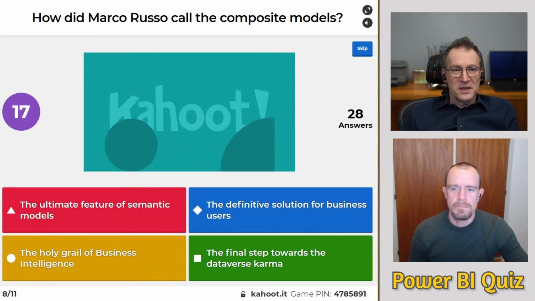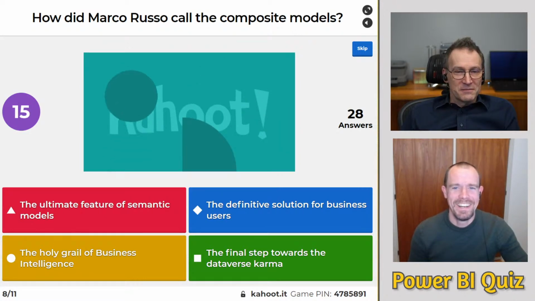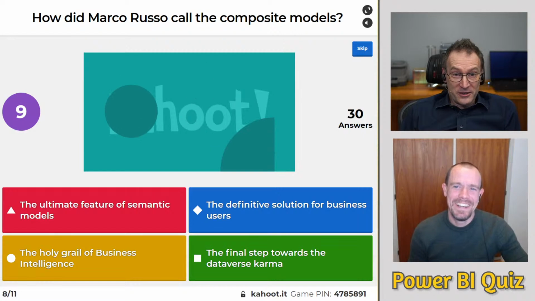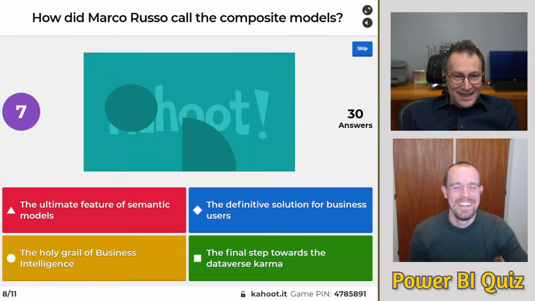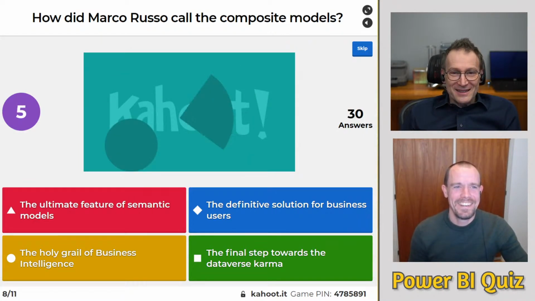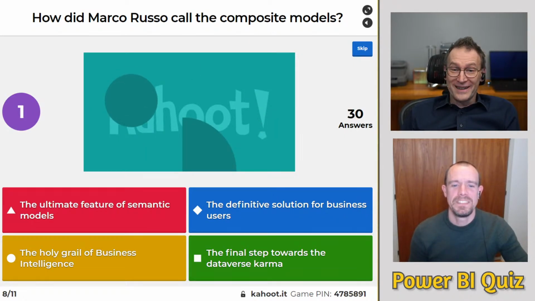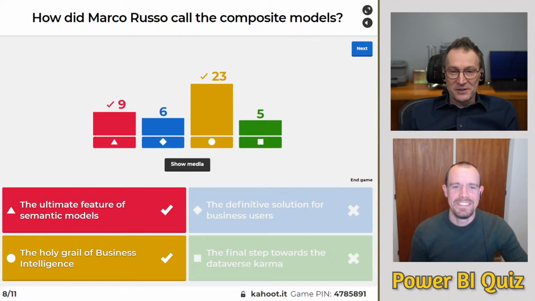I'm very curious to see the results. Yeah, even because, to be honest, I wouldn't know the answer. Unless I created the question, I have no idea. But I'm a big fan of the fourth, the final step towards the Dataverse. What do you think about Dataverse? Oh, that's an awful name. I totally agree.